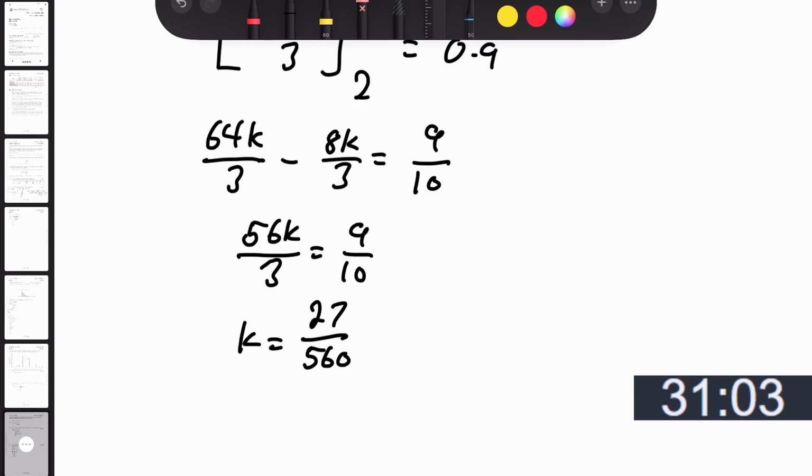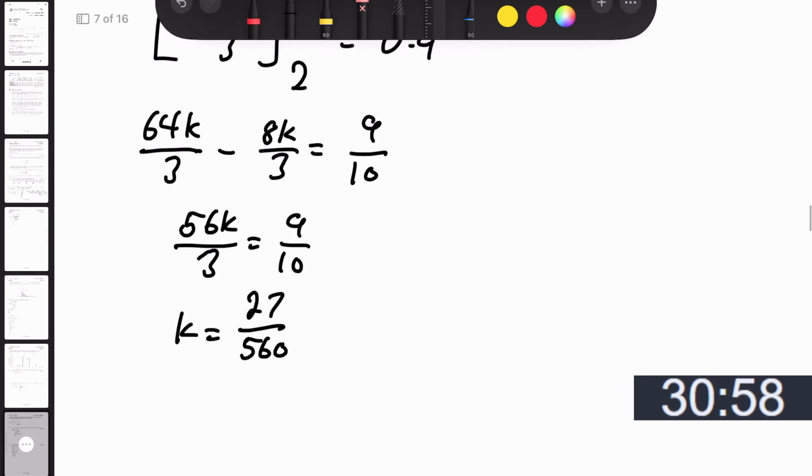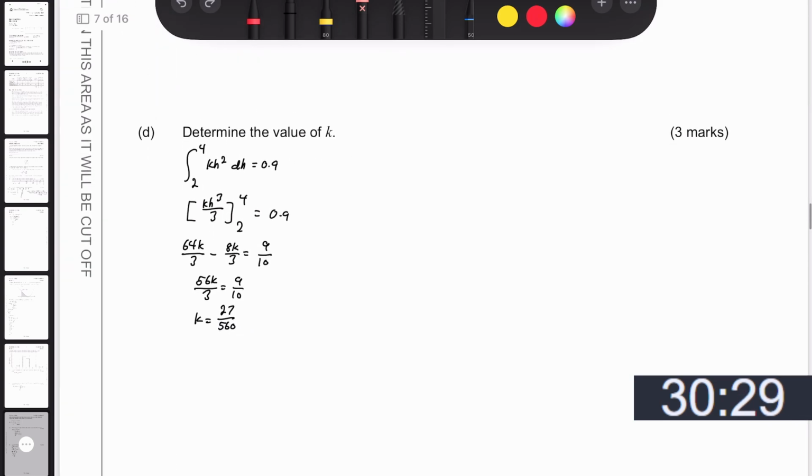Is there any common factors? 1, 2, 3. Maybe I can do, so that 28 times 5. Wait, no, never mind. I don't think there's anything that I can do here. 27 on 560. It might be? It probably is. Okay.